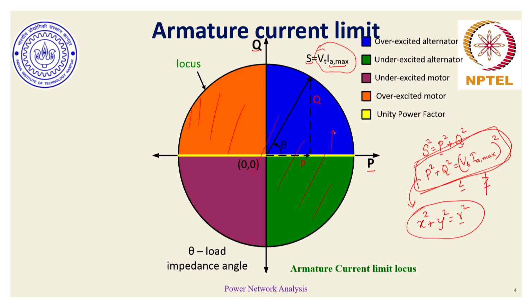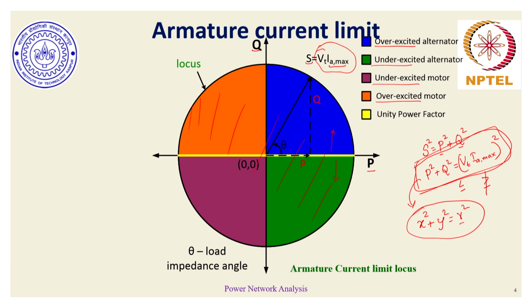Points above the P axis, the reactive power is being delivered or generated by the machine. So in that sense, the blue and the orange colors refer to overexcited mode, whereas points below the P axis, where Q is negative, meaning the machine is absorbing reactive power, we would call underexcited mode. We'll talk more about overexcitation and underexcitation in the next lecture.